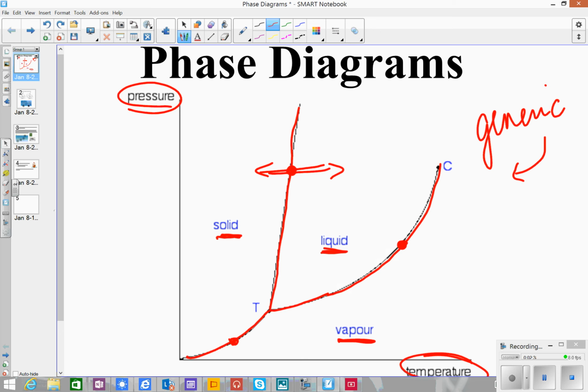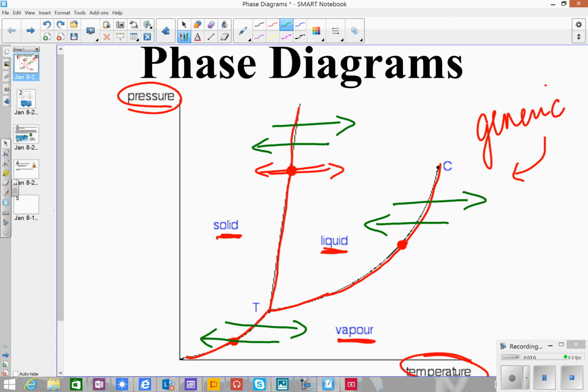Now you know all of your phase changes. You've learned all your phase changes before. If we have a solid becoming a liquid, that is called melting. If we have a liquid becoming a solid, that's called freezing. Liquid becoming gas is evaporation. Gas back into liquid is condensation. Solid becoming gas is sublimation, and gas becoming solid is deposition. Deposition is probably the one that people are least familiar with, but obviously all are important.